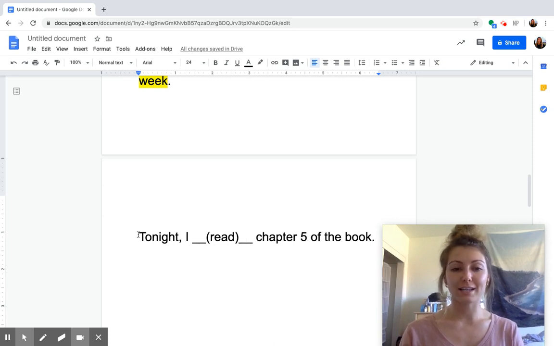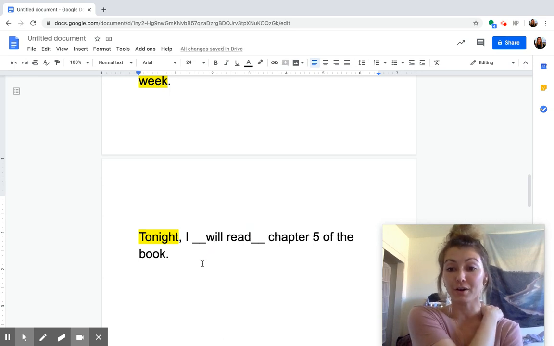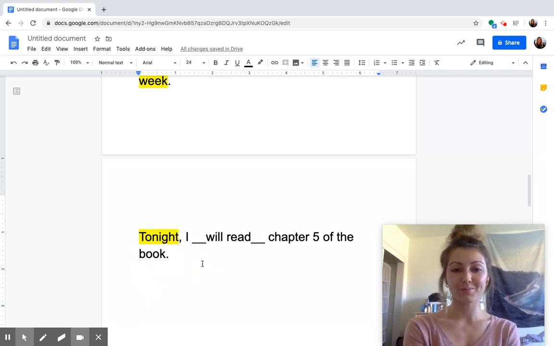So here in this sentence, the word "tonight" tells me that it will happen later in the day. Miss Metz just gave you a clue, "will happen." So I will read chapter 5 of the book. Our sentence should read, tonight I will read chapter 5 of the book. If you pressed play and checked your answer, I hope that you got that right on your own. If not, that's okay. You can go ahead and fix it now.